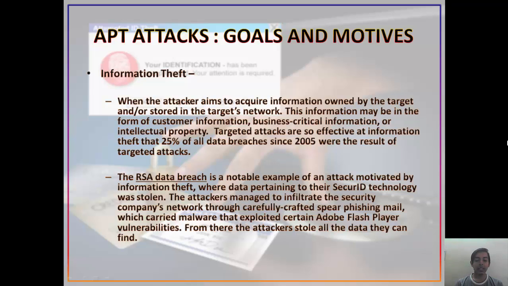The attackers managed to infiltrate the security company's network through a carefully crafted spear phishing mail, which carried malware that exploited certain Adobe Flash Player vulnerabilities. From there, the attackers stole all the data they could find. So information theft is basically when the attacker aims to acquire information in the target's network.